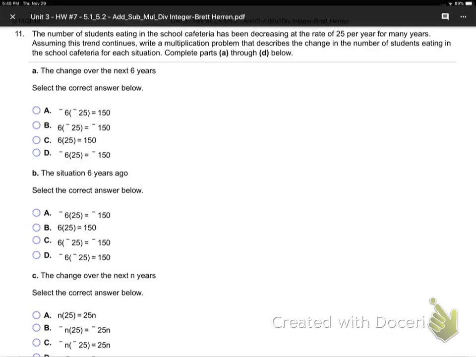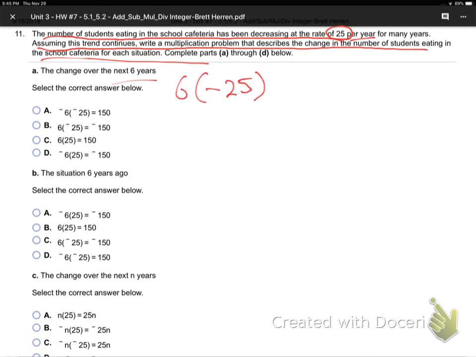Okay, number 11 here. The number of students in this cafeteria has been decreasing 25 per year. So every year, 25 fewer students are eating in the cafeteria. Assuming this trend continues, write a multiplication problem that shows it. Okay, so in the next 6 years, what's going to happen? For the next 6 years, there's going to be 25 students leaving every year. You know, 25 fewer students eat in the cafeteria. So that's minus 150. That's right here.